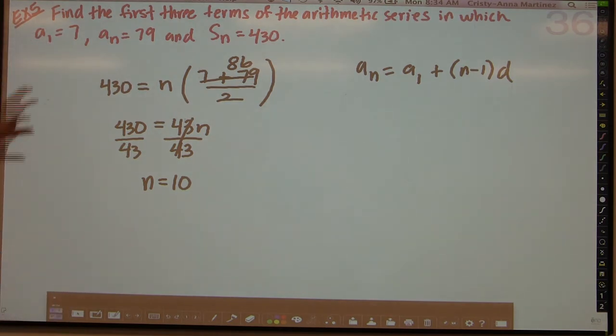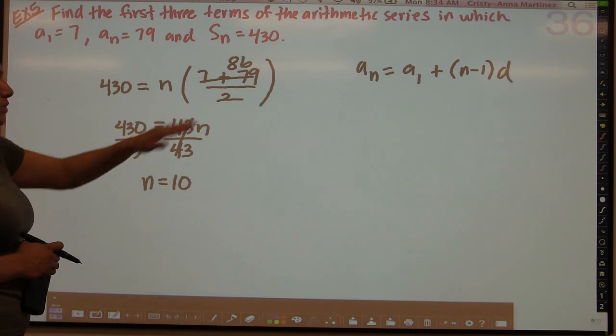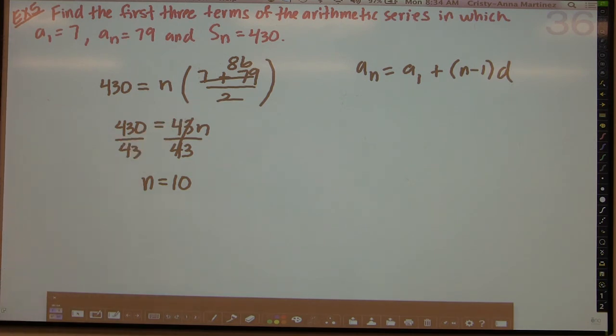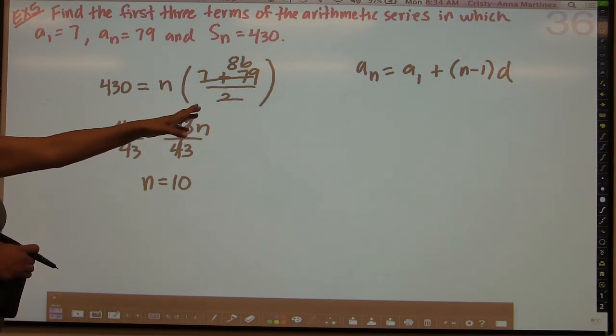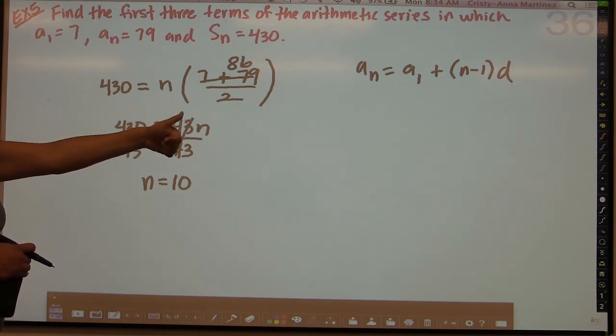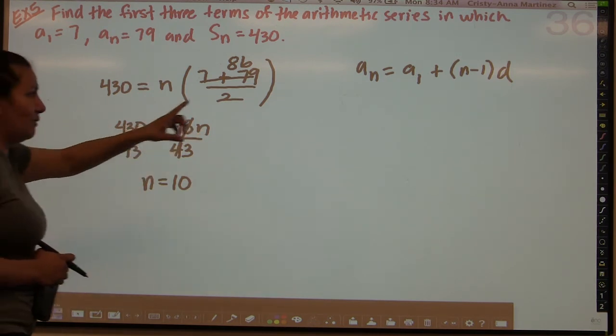So now we've already used the series formula to get us the n value. Now we need to use the sequence formula to get us the d value. We didn't use that one to find the n value because we have too many variables. We didn't know n and we didn't know d. So we have to use this one first to find n, and now we can use this one to find d.